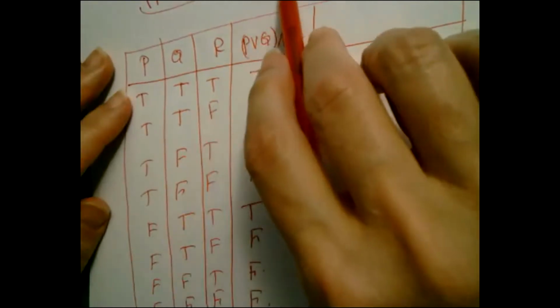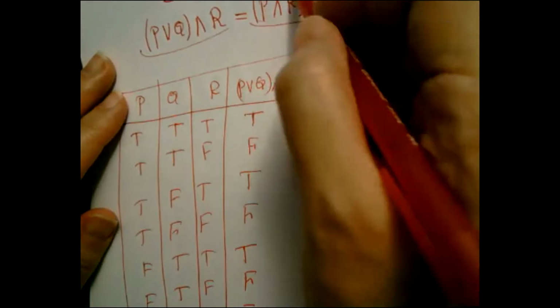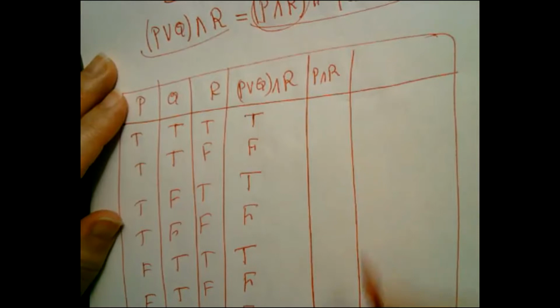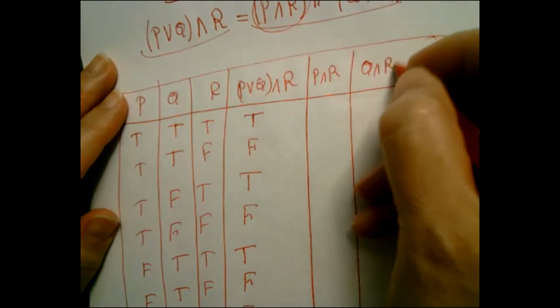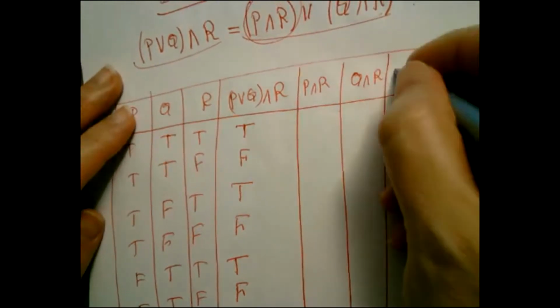Now I do the last one, P and R or Q and R. To be able to do that, I need the pieces. So we do P and R by itself, I do Q and R, and then I do the one that I want, which is that.